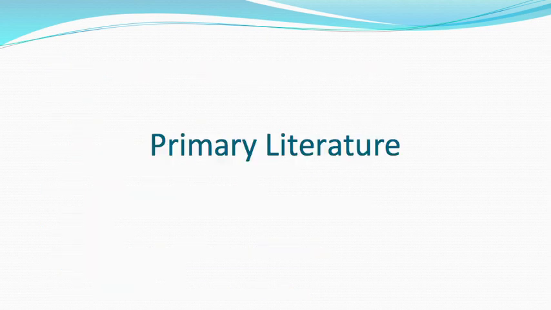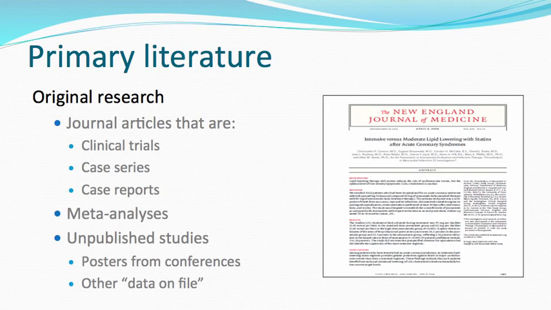So moving on to primary literature. Primary literature, what do we mean by that? Primary literature is essentially journal articles that are clinical trials, case series, or case reports. And these are published in peer review journals for the most part. There's also meta-analyses, and you guys are going to talk probably for an entire lecture about meta-analyses, so I won't get into it. Meta-analyses can be found via primary literature search and are indeed primary literature themselves.